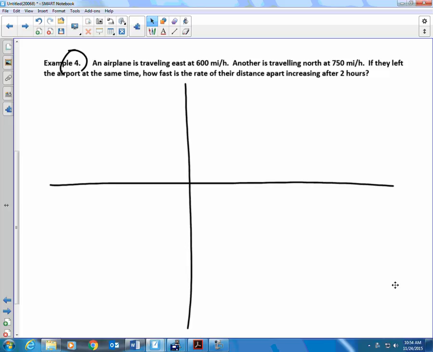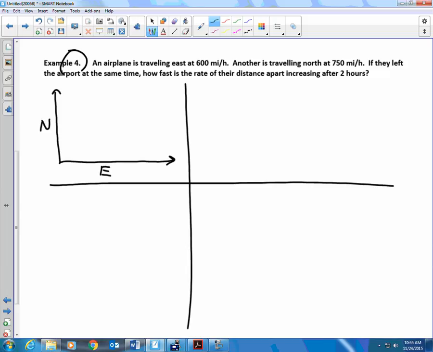I've not yet done an AP exam where I haven't seen a related rates problem. The ones that you guys did yesterday are very common. This is another one. I'm going to draw the picture. I have a plane headed north and a plane headed east. So I have an east distance, I have a north distance, and then I have a distance for how far they are apart from each other.